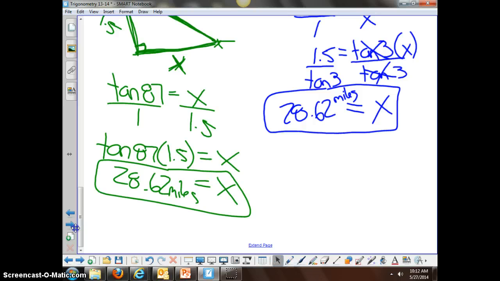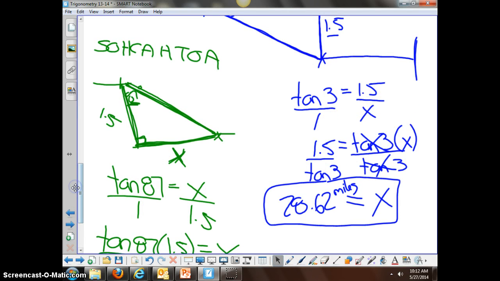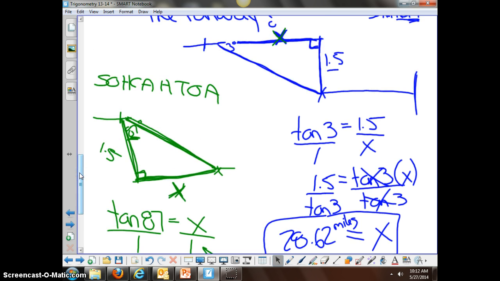The tricky part on this one is figuring out how to draw the pictures. I know that you guys can figure out the airplane, and I know that you can figure out the runway. Draw a little line there. But where's the 3-degree angle and where's your 87-degree angle? You could use the 87-degree angle, because ultimately you're going to come up with a 90-degree angle if you put them together anyhow.